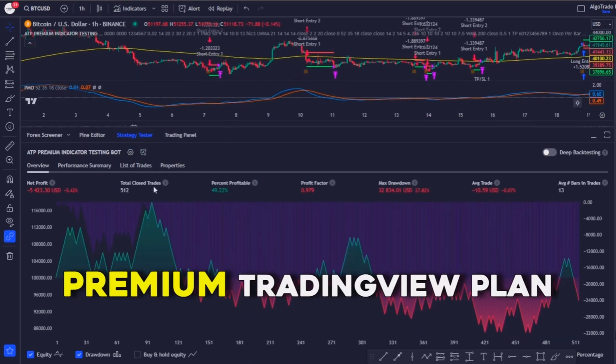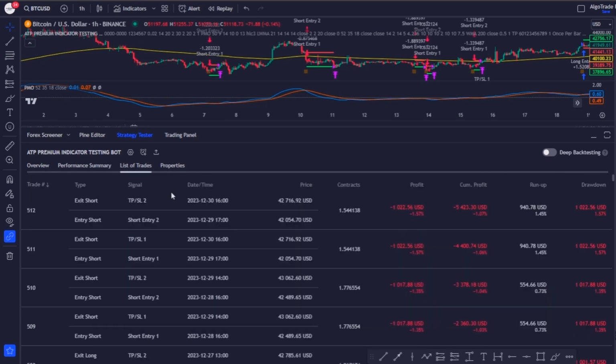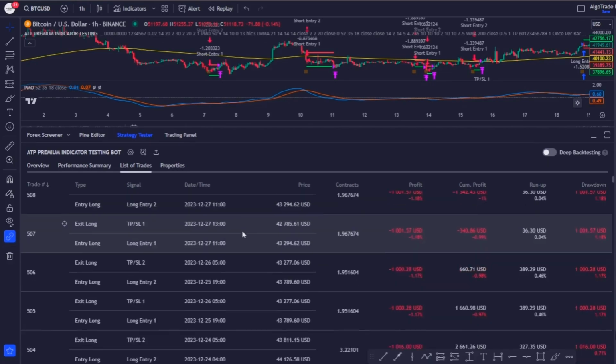And because I have the premium TradingView plan, I can download all the trades the bot takes, and that's what I'm going to do to create the trading journals.